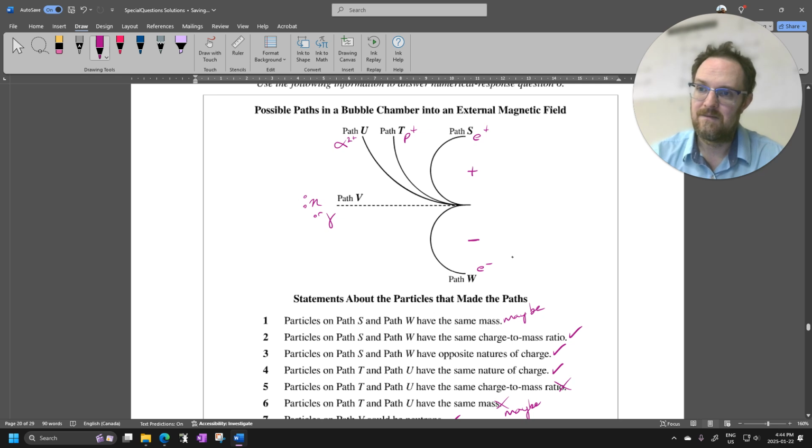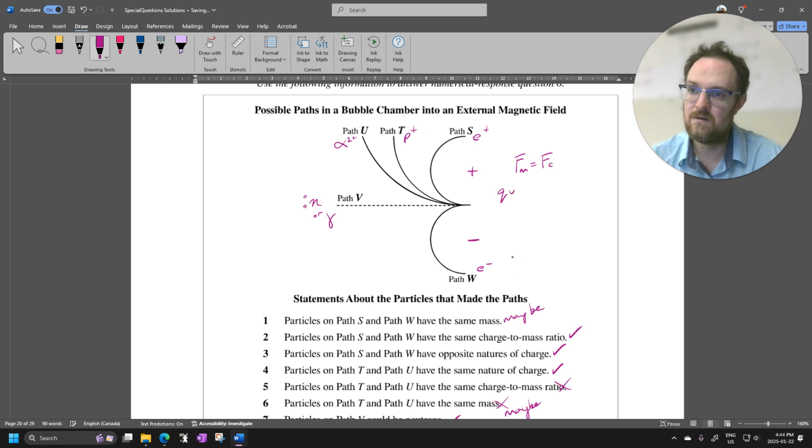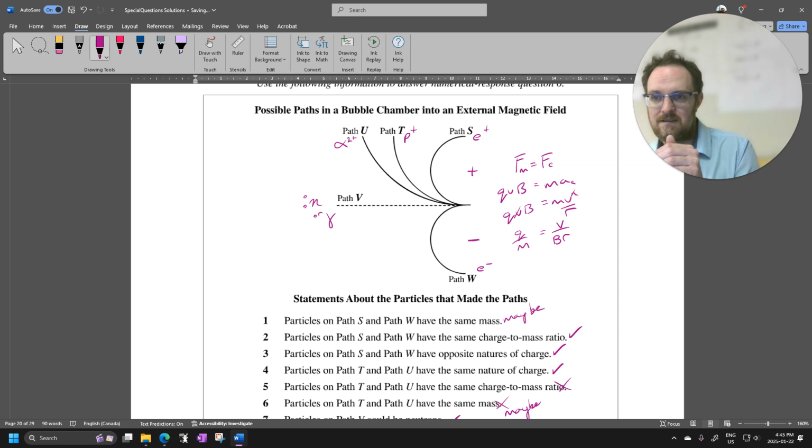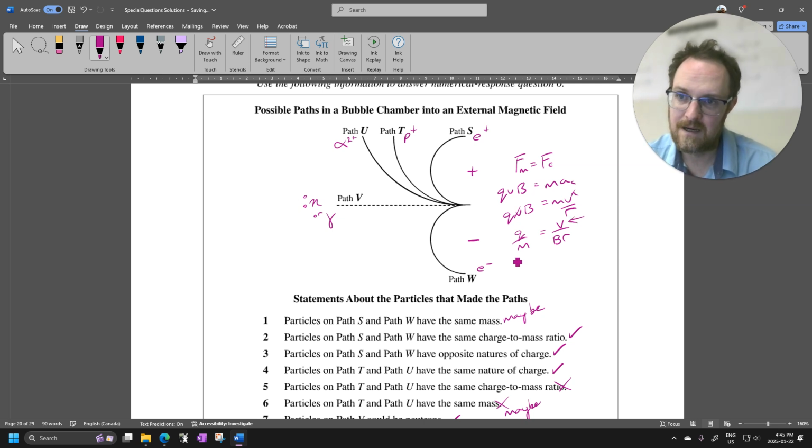So remember, to find that charge to mass ratio, we say Fm is equal to Fc, we go qvB is equal to m a_c, and then I'll just go mv squared over r. We'll cross off one of those v's, and we're going to go q over m equals v over Br, right? So the charge mass ratio is dependent on the speed, which they're both the same. Same.